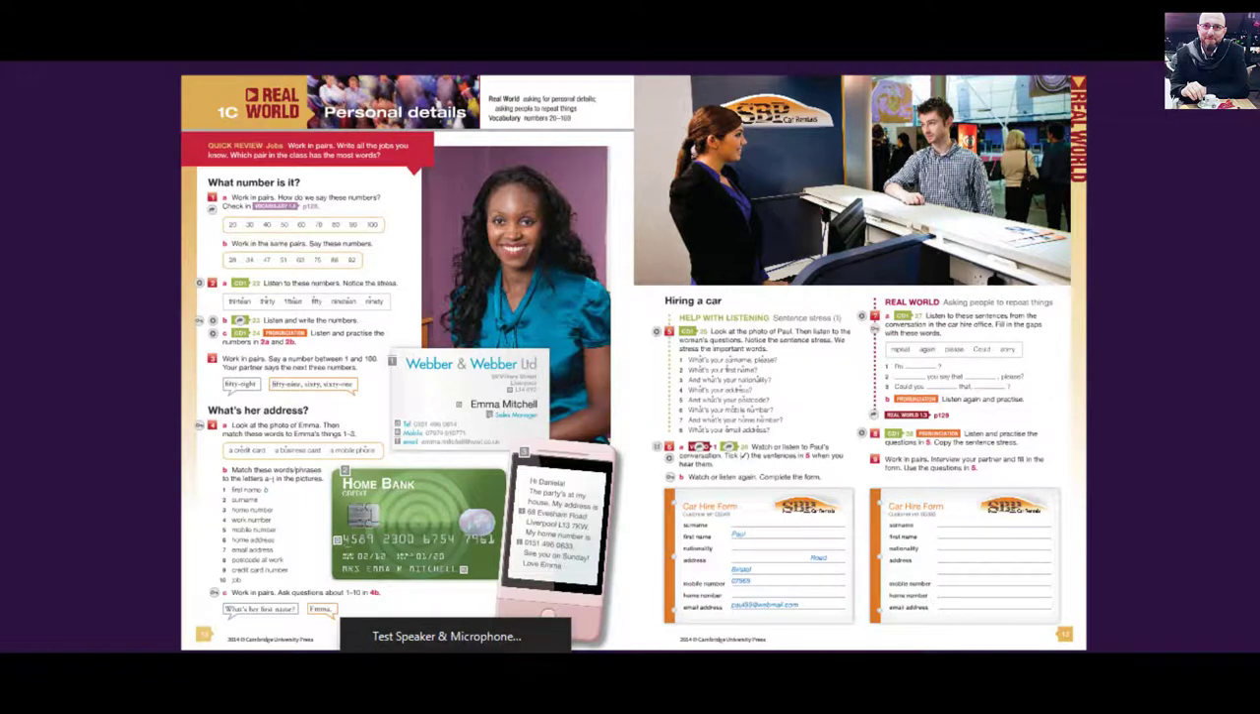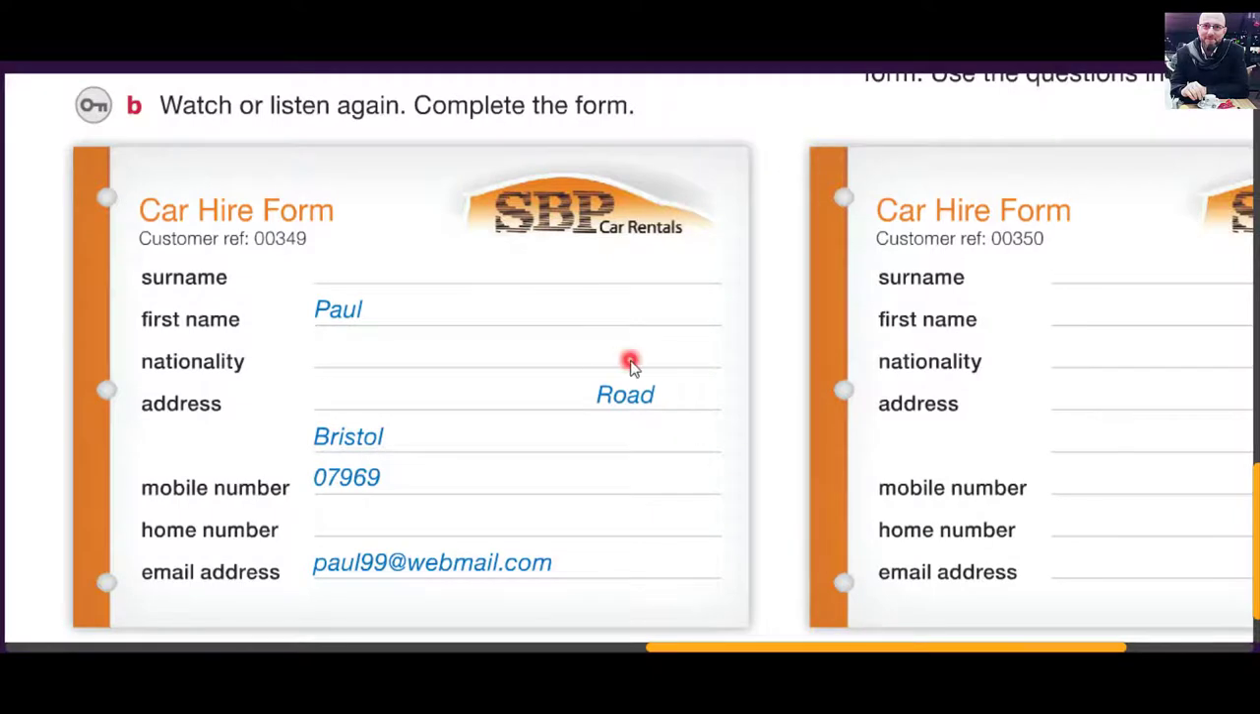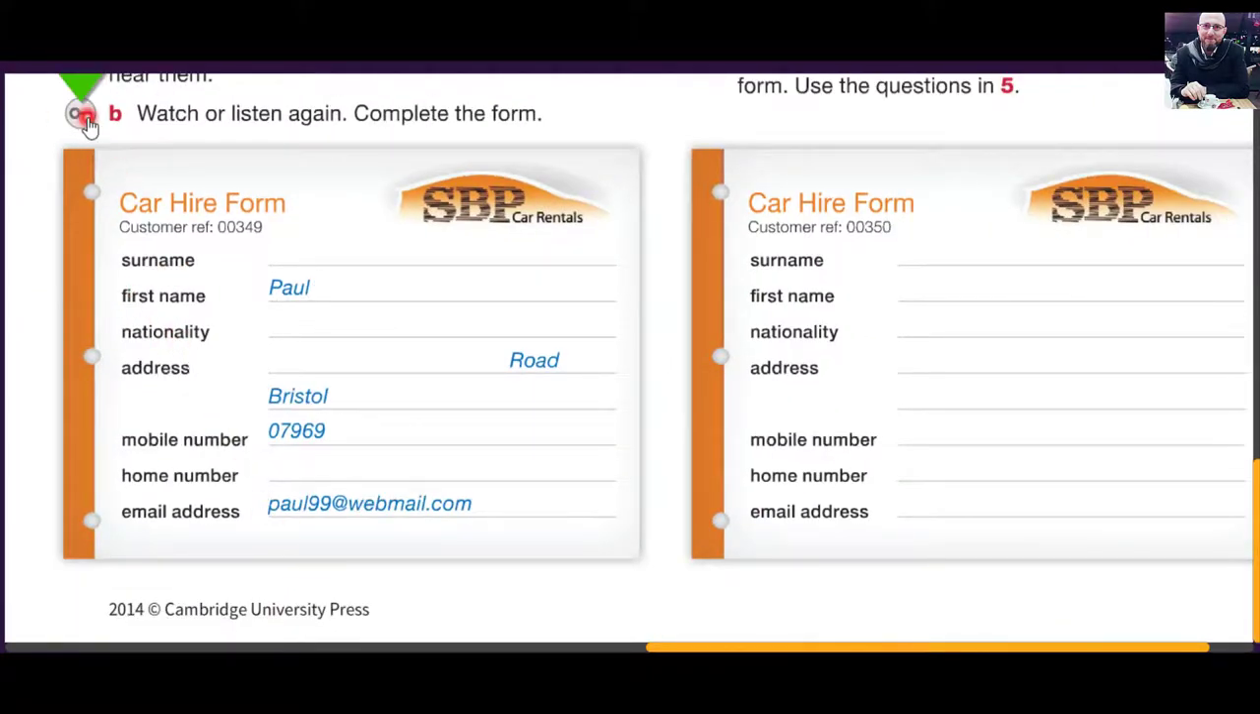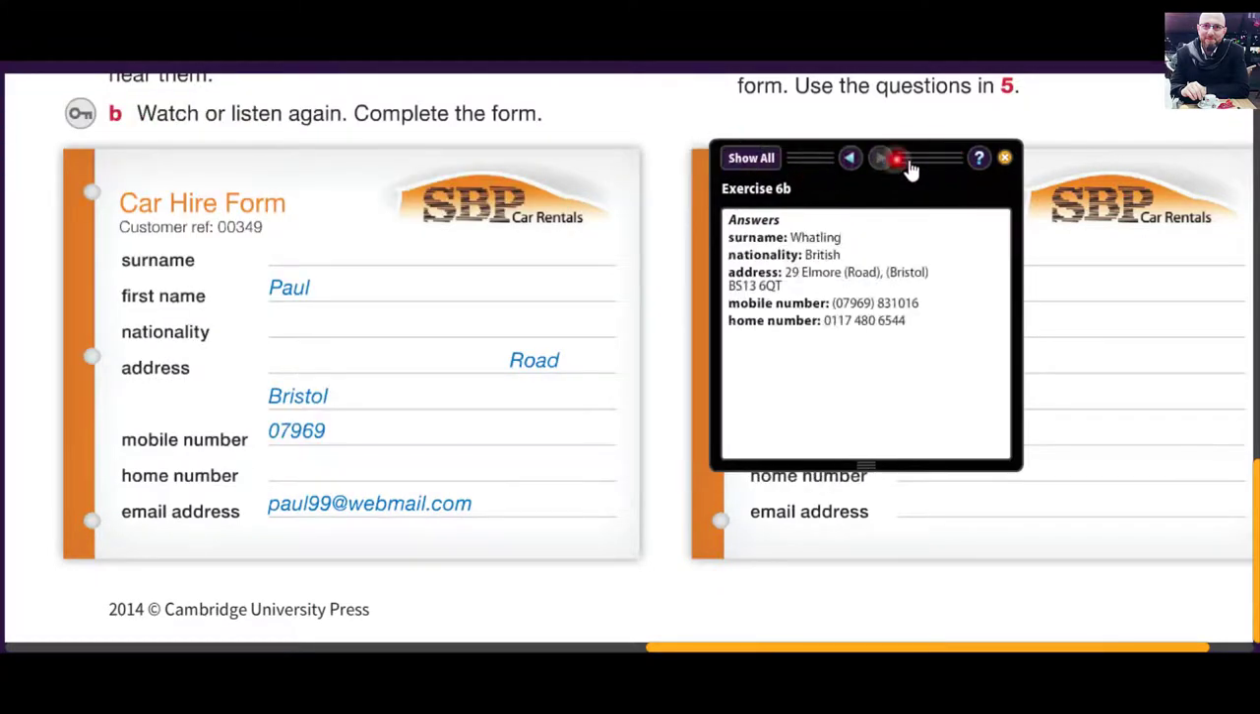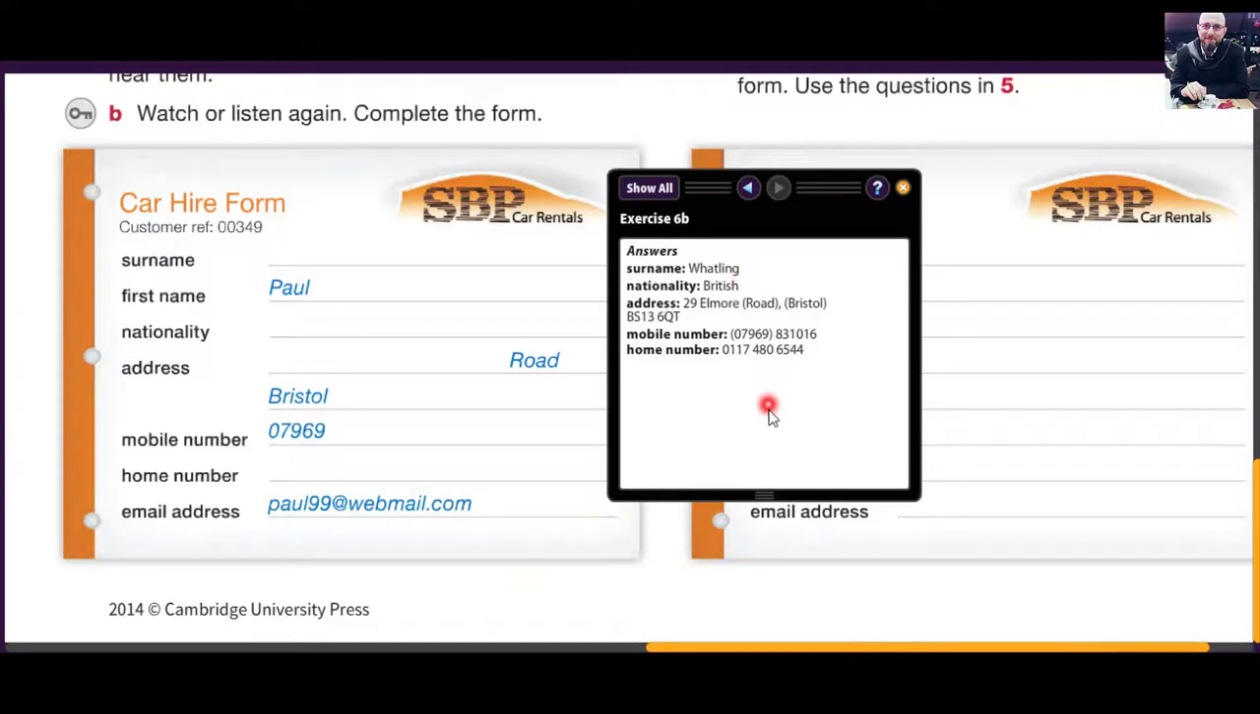Okay, guys, so now after you finish, you can repeat the video again, and on a piece of paper, listen again or watch again and write the information for the man: surname, nationality, all the information. The woman asks questions and the man answers, and you write the answers. Do it and check with me. And here's the answer. This is all the answer.